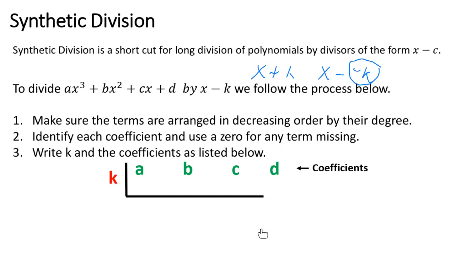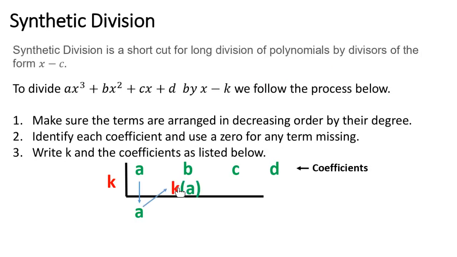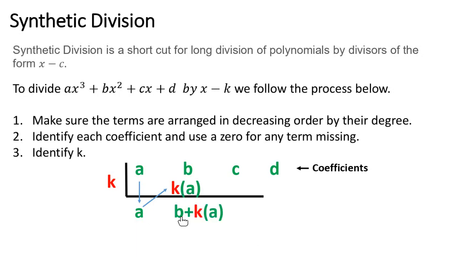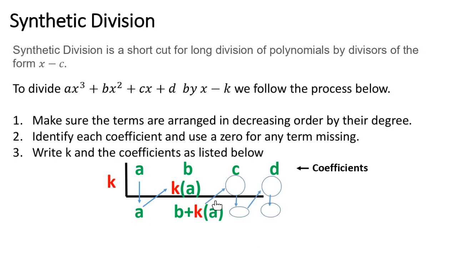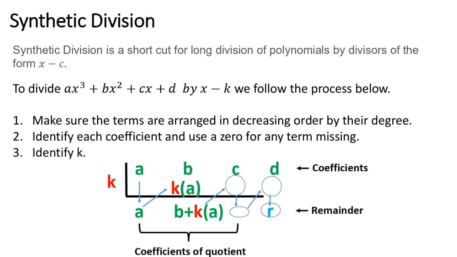The first thing you want to do after you do that is we're going to bring the A down. So the A is going to come down. And then you're going to multiply K times A and write it up here. And then we're going to add B plus K times A. So that becomes a B plus K times A. And then you repeat the same process. You're going to take this term here times the K, and then you write your answer here, and then you're going to add, and then you would put your answer down here, and you do this all the way till you get to the last number here. Okay, so let's do an example. So again, the last number here represents your remainder, and then everything before that is going to be your quotient.